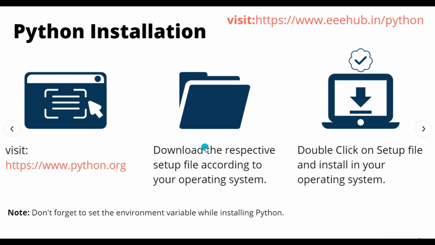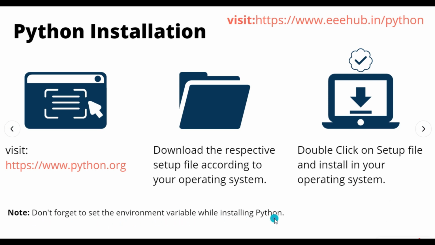And if you have another operating system like Linux or Mac, then you have to download Python for that particular operating system. Once you select the operating system, after that you have to look for the Python version. Once you select the Python version, after that you have to download the setup file. Once the setup file is downloaded on your system, you have to double click on that setup file, and don't forget to set the environment variable while installing Python.